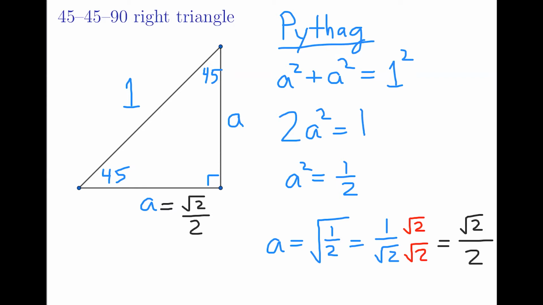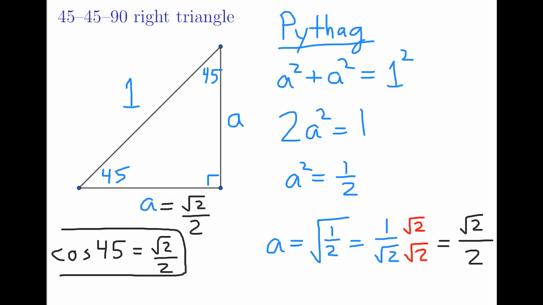So the point here is that the cosine or sine of 45 degrees is equal to the square root of 2 divided by 2. And for the record, it's actually better to write the square root of 2 over 2 than it is to write 0.707, because 0.707 is just an approximation, but the square root of 2 over 2 is exact.